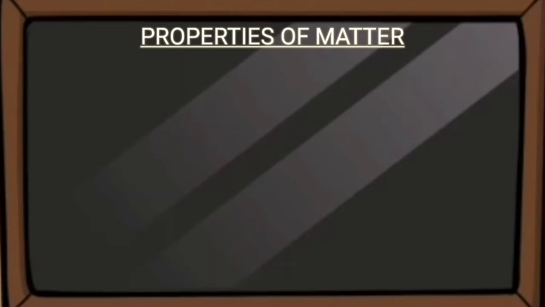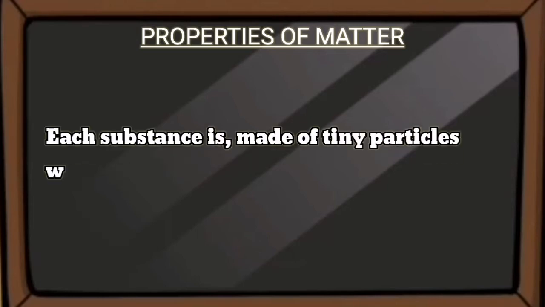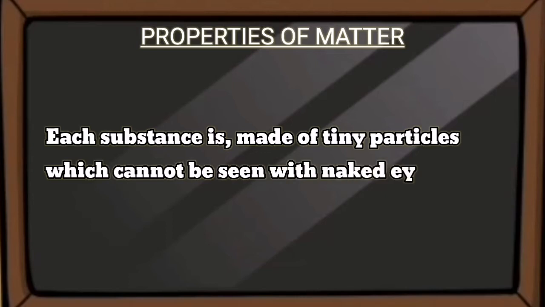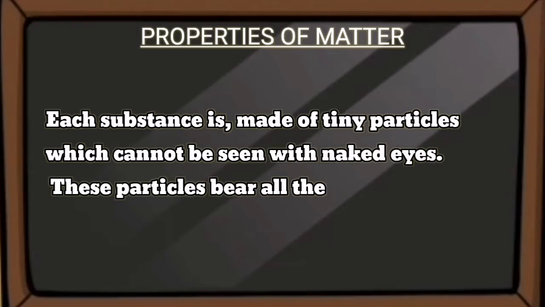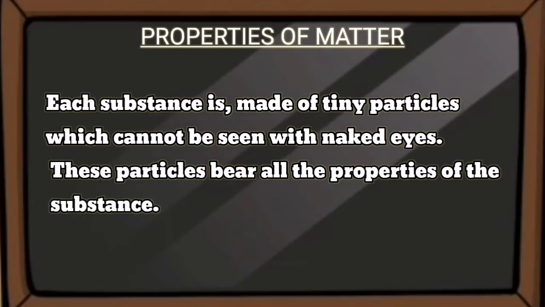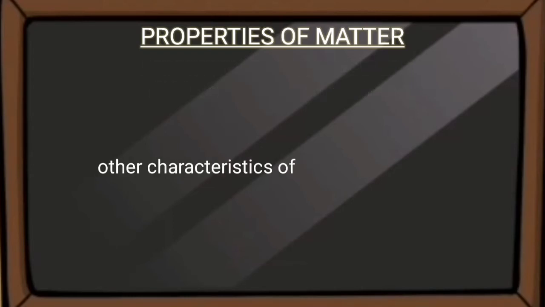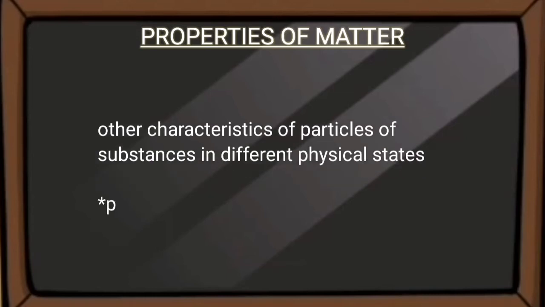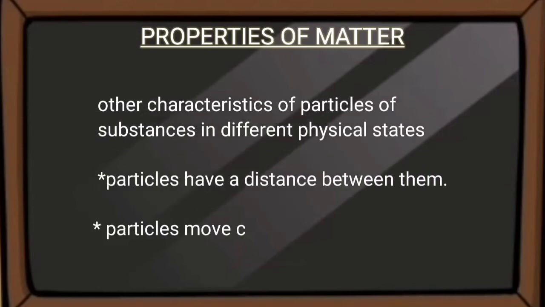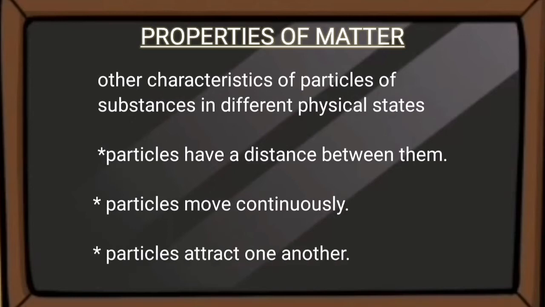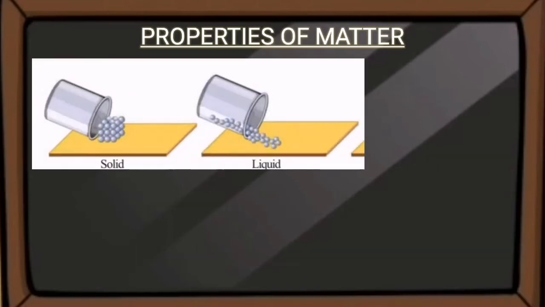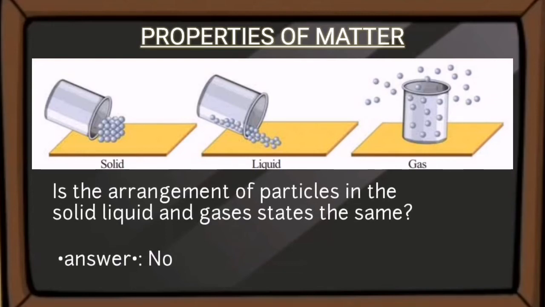In this experiment, we can understand that each substance is made of tiny particles which cannot be seen with naked eyes. These particles bear all the properties of the substance. Arrangement of particles in different states of matter. Particles have a distance between them. Particles move continuously. Particles attract one another. Observe the figure. Is the arrangement of particles in solid, liquid, and gaseous states the same?